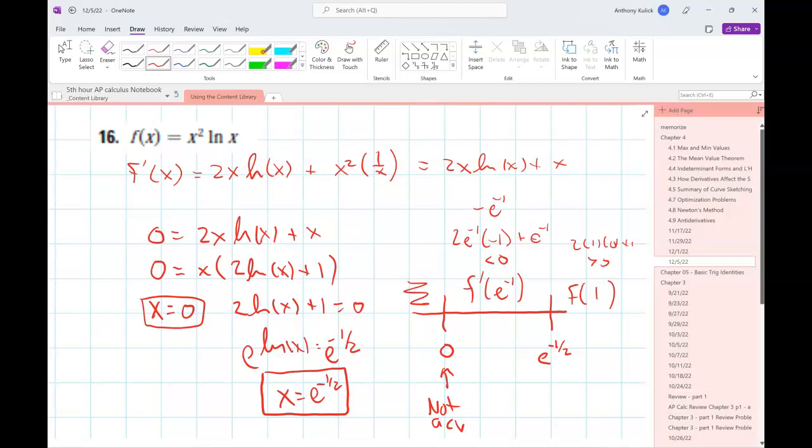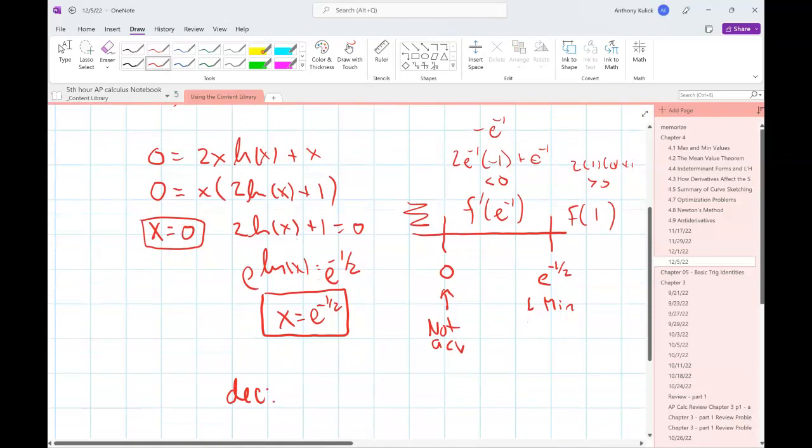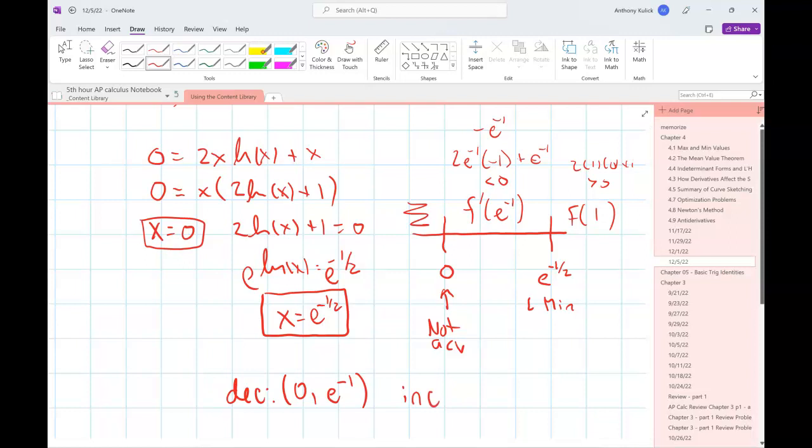So e to the negative 1/2 goes from decreasing to increasing. That's a local min. And we're decreasing then from 0 to e to the negative 1. And we're increasing from e to the negative 1 all the way out to positive infinity. So let's see, that's part A, that's part B.